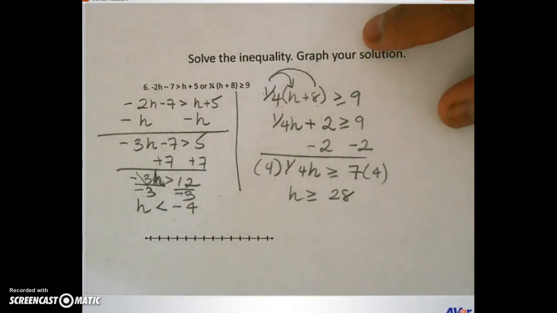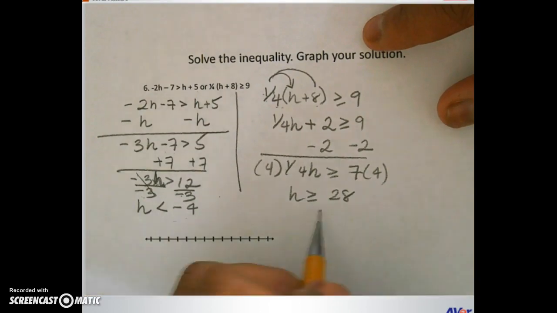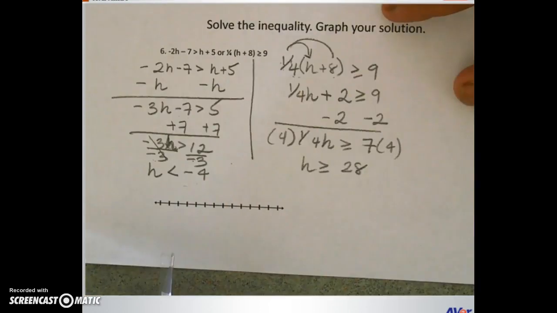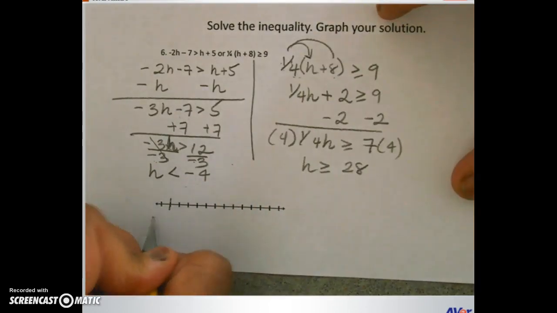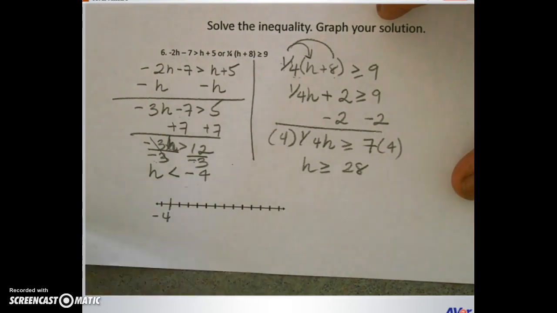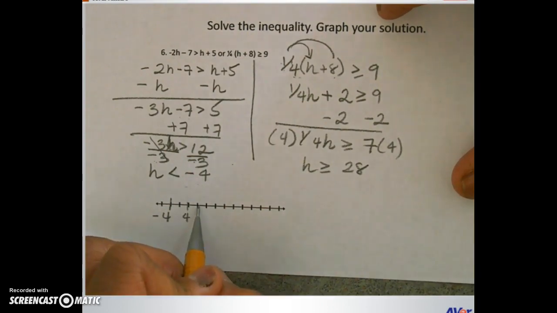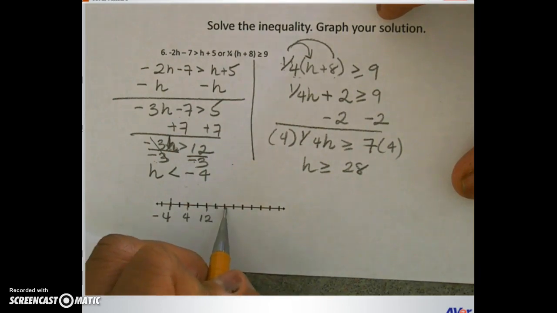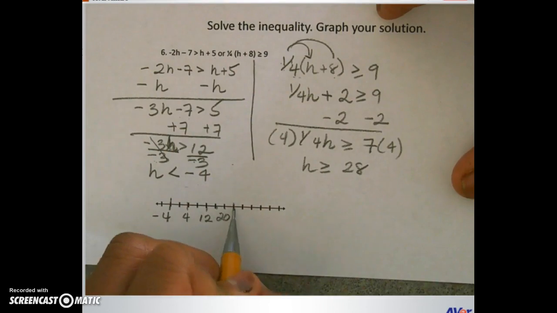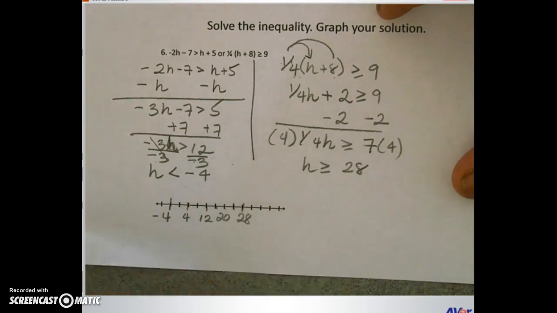And then I'm freaking out like, wait a minute, I've got to go from negative 4 to 28 on a number line? Not a problem. Not for me anyways. Negative 4, I can go by 4s. So the next one would be 0. Then this would be 4. This would be 8. This would be 12. 16. What's 16 plus 4? 20. 24. 28. I just went by 4s. It's not a problem unless you make it a problem.